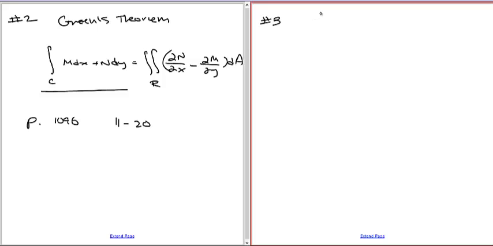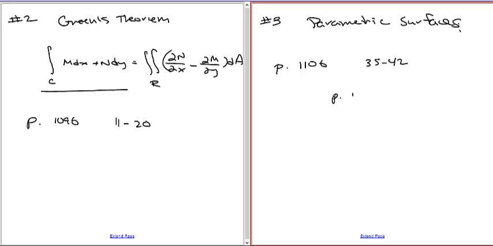The next section was parametric surfaces, which you need to be able to do surface integrals. What I've decided to do there is test you on calculating the area. So page 1106, problems 35 through 42. What you do there is you can go to page 1102 and see what the area is.